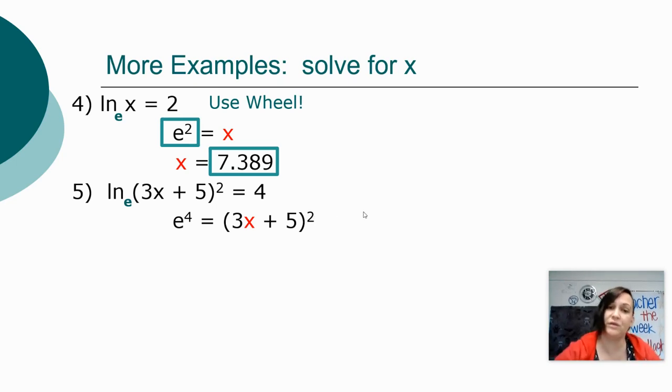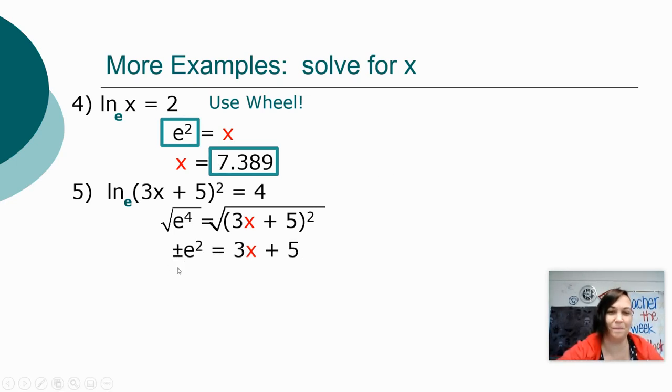And to get rid of a square, we square root. And then don't forget, whenever you square root, you have to put a plus or minus in front of it. The square root of e to the 4th is e squared. Remember, we take our exponent and we divide it by the index. 4 divided by 2 is 2.